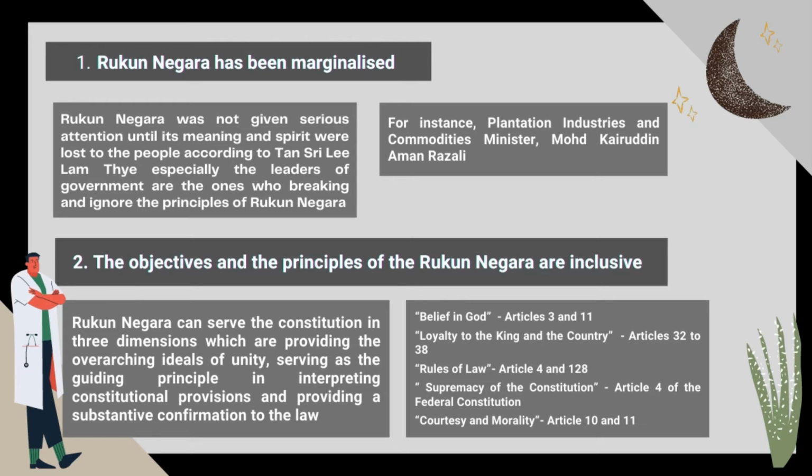The loyalty to the king and the country is mandated by countless provisions, including Articles 32 to 38. Then, the rule of law is implied in Articles 4 and 128 of the provisions for the judicial review of government action. Next, the supremacy of the Constitution of Rukun Negara is laid down in Article 4 of the Federal Constitution. Lastly, the courtesy and morality show in Articles 10 and 11 of the Federal Constitution, where the Parliament had passed laws to safeguard morality.